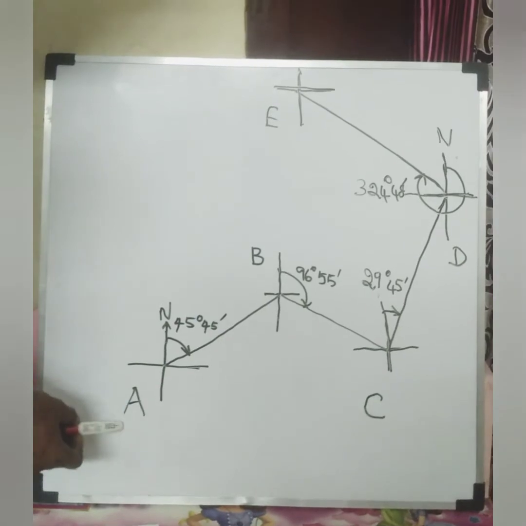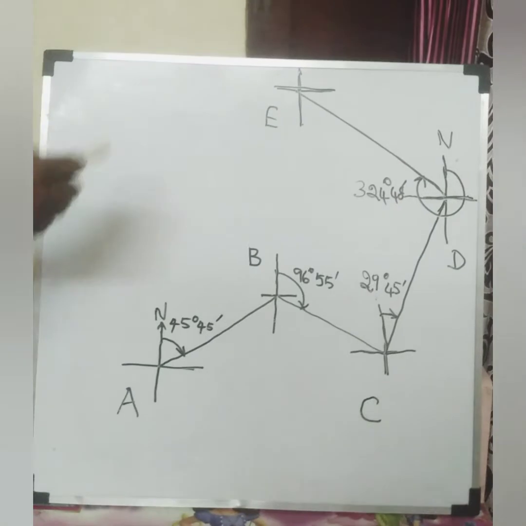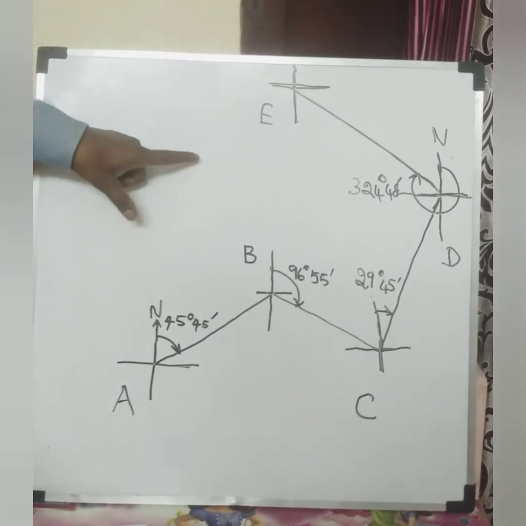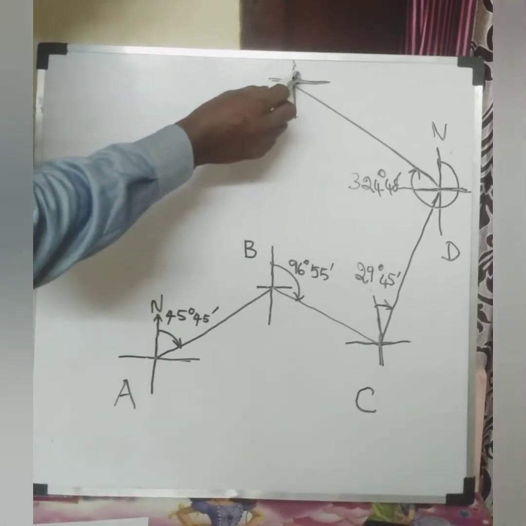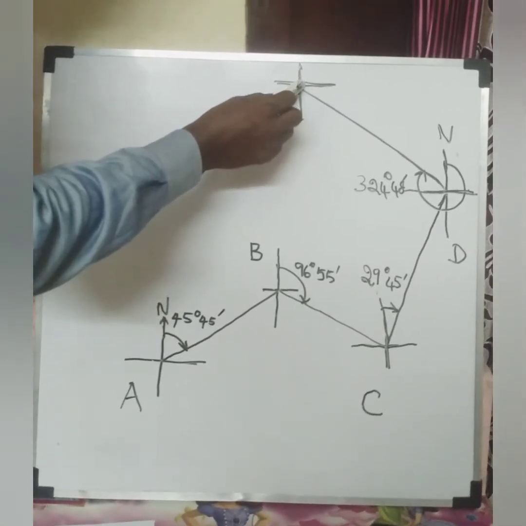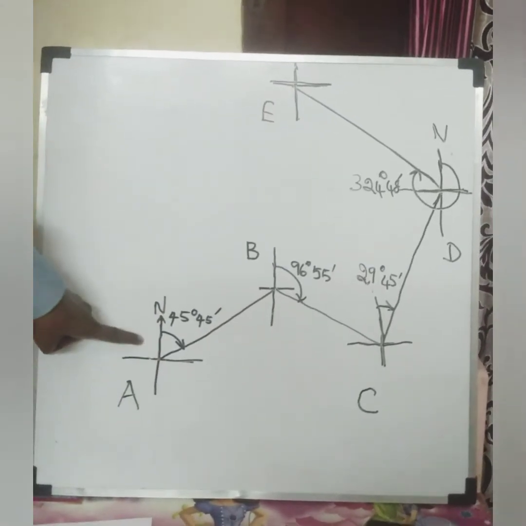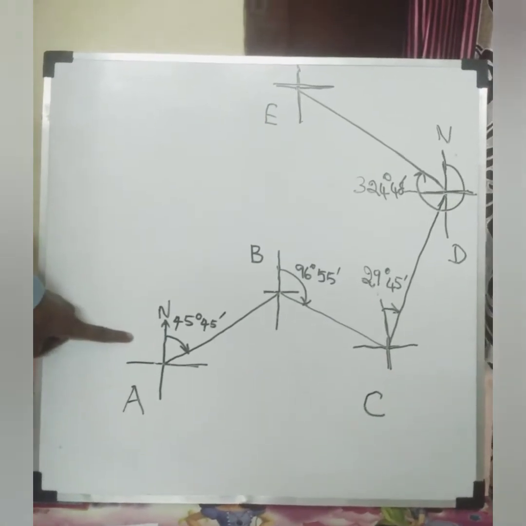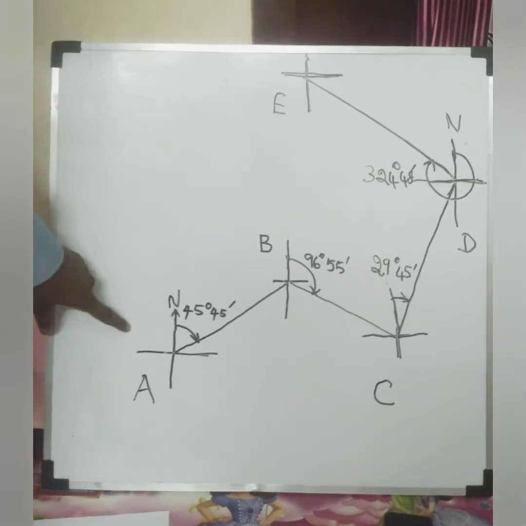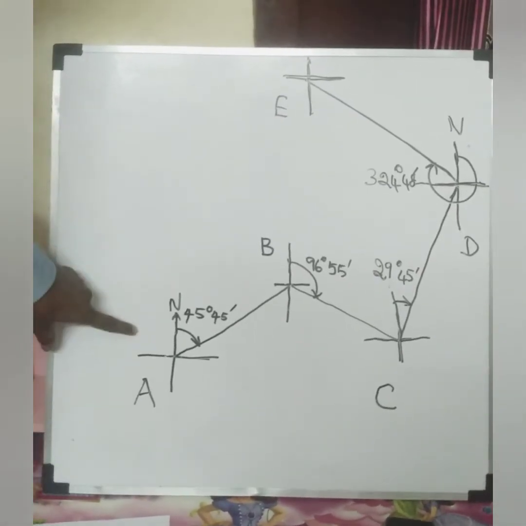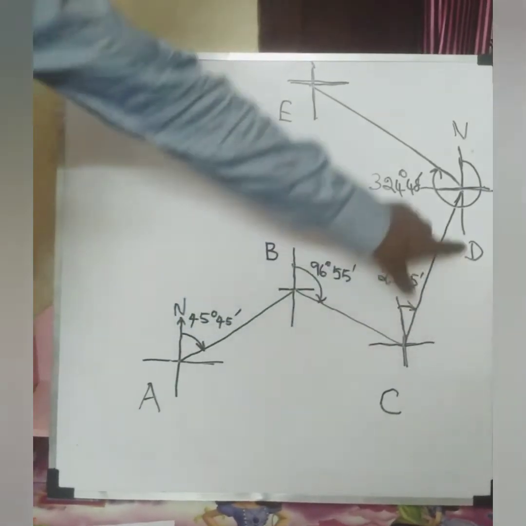The starting point is A and the end point is D, because this is an open traverse. If it is a closed traverse, the starting and end points are the same. If the traverse ends with A, it is called a closed traverse. But here, from the observed bearings, the starting and end points are different, so it is an open traverse only.